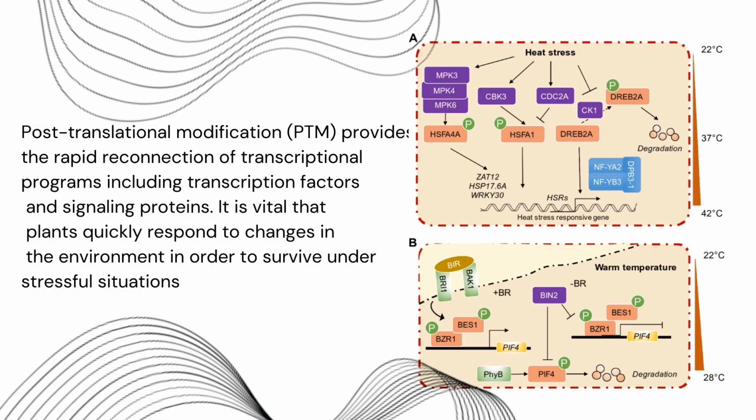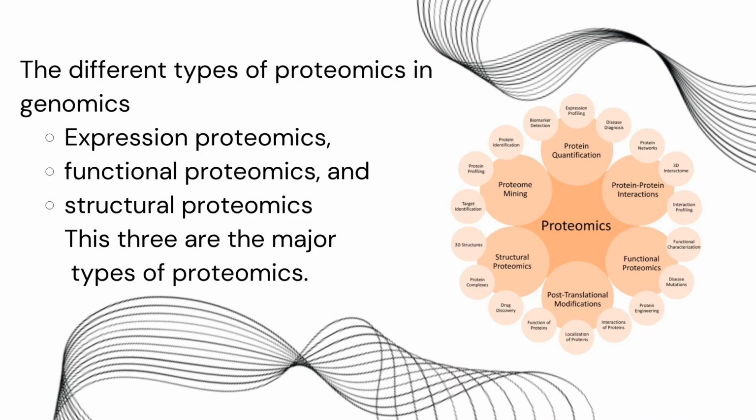Post-translational modification provides the rapid connection of transcriptional programs, including transcription factors and signaling proteins. It is vital that plants quickly respond to changes in the environment in order to survive under stressful situations. The different types of proteomics in genomics are expression proteomics, functional proteomics, and structural proteomics. These three are the major types of proteomics.